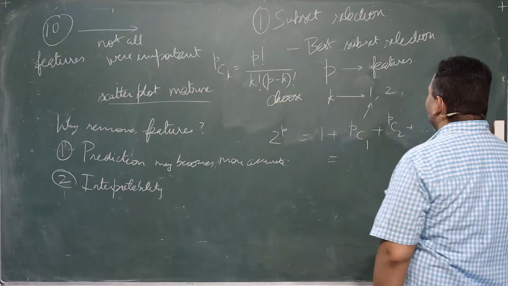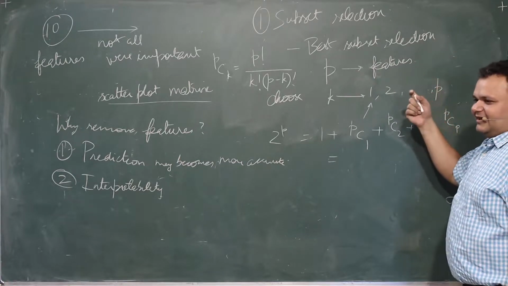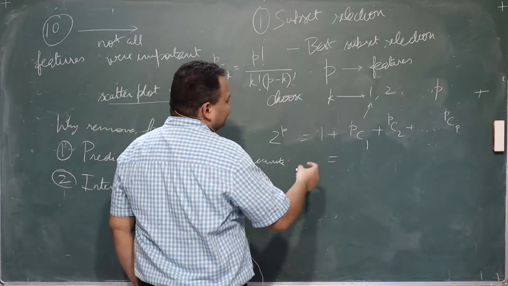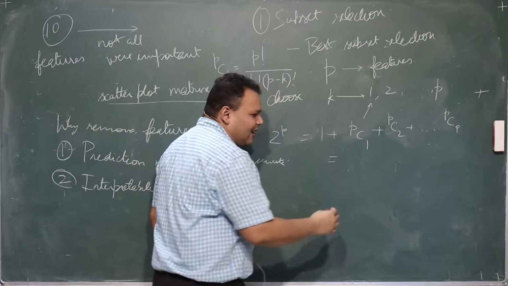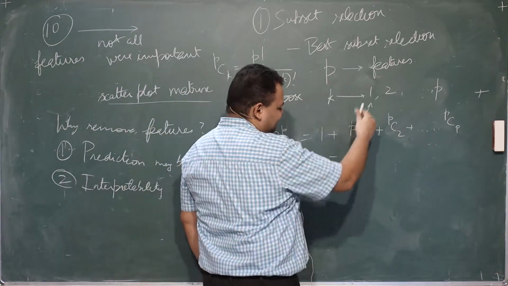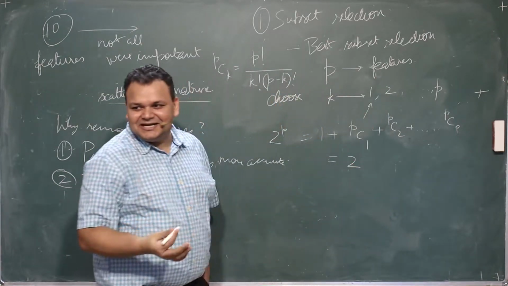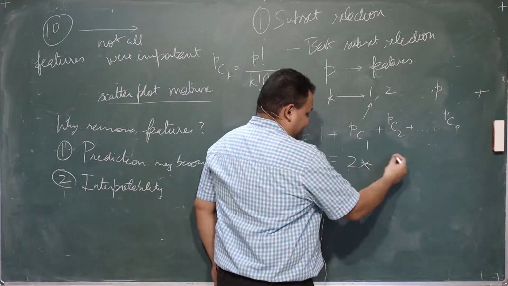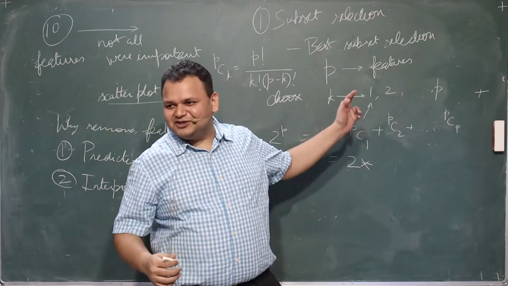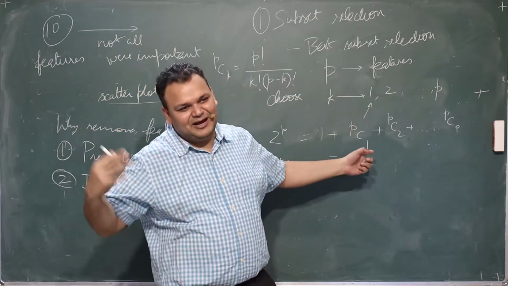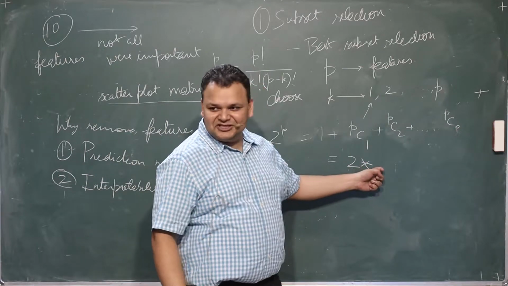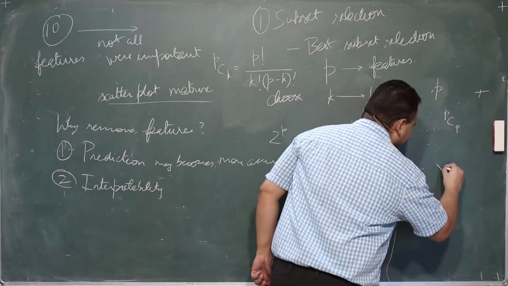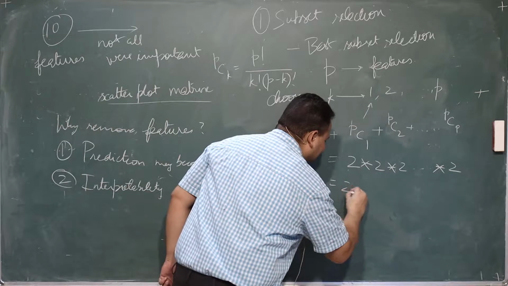Yeah. So if you have p features, how many combinations can you make? The first feature can either be present in your model or not be present in the model. What about the next feature? First feature may or may not be present, second feature may or may not be present. So multiplied by 2, multiplied by 2, multiplied by 2. So you get 2 to the power p.